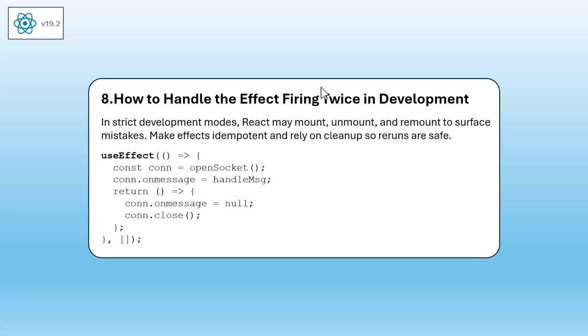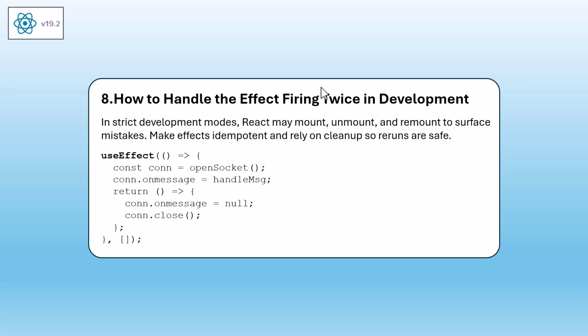8. How to handle the effect firing twice in development. In many setups, the component framework may mount, unmount, or remount components in development mode in order to detect errors in effects and cleanups. As a result, you may see the effect fire more than once even if you only intended it to run once.